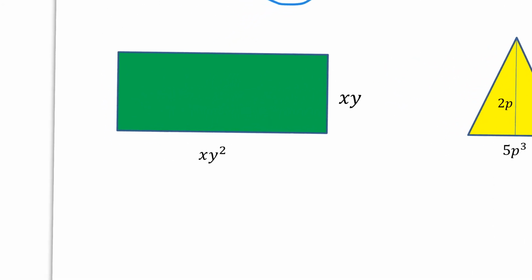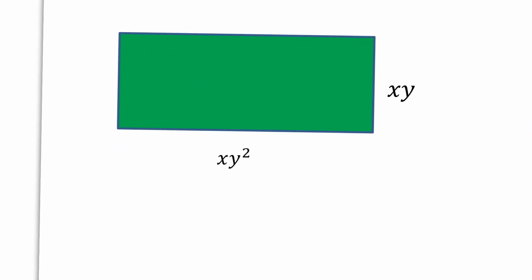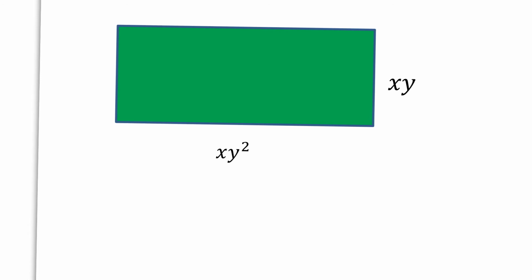So let's look at the rectangle first. Since I'm looking for the area, I'm just going to write down the formula for the rectangle. The area of a rectangle is base times height. So you're going to multiply your base, this one, times your height. So I'm going to put B and H, base times height.